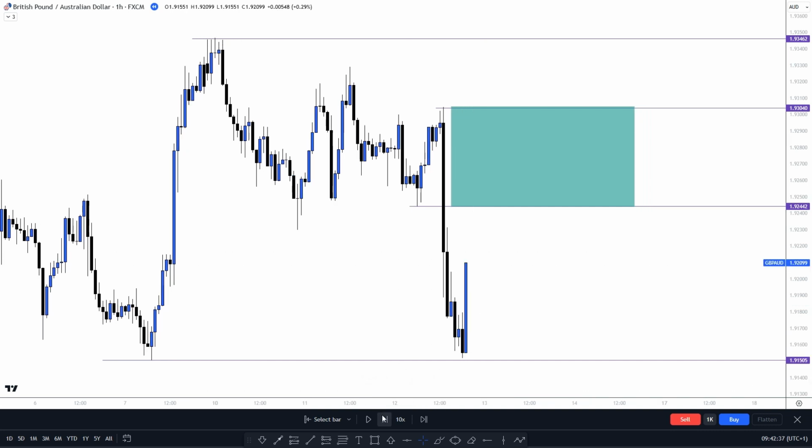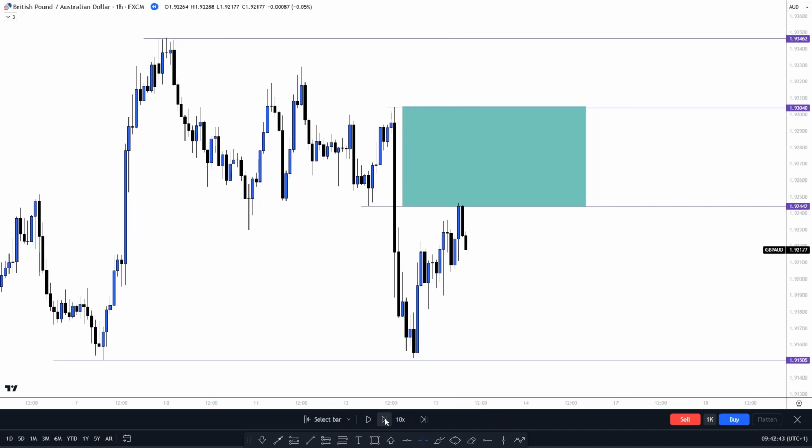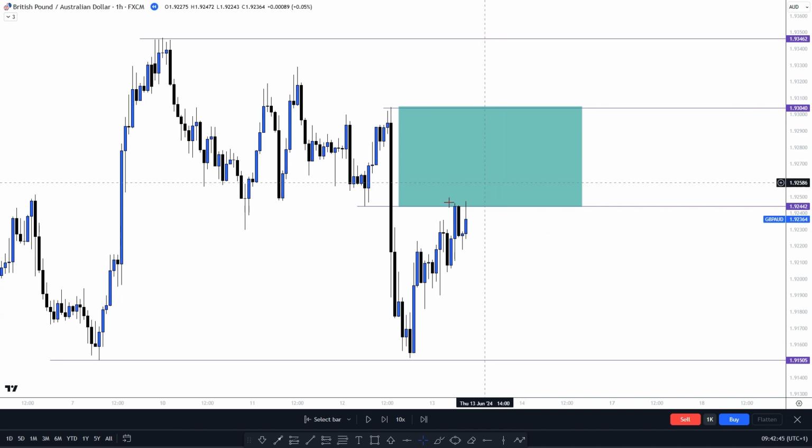Obviously, price doesn't necessarily have to do that. You can see price now reacted off the low. And then you can see price comes into the area. You might get an entry, you might not. Obviously, price has already filled the bottom.